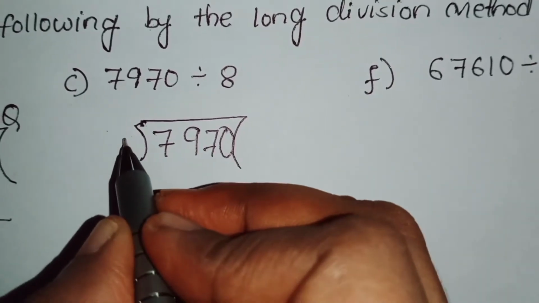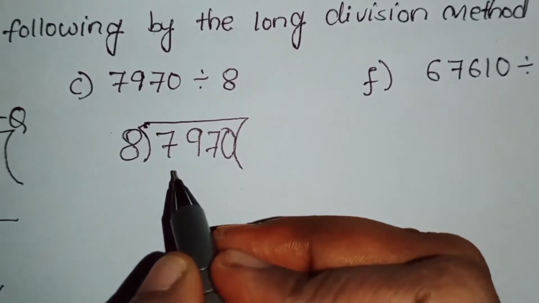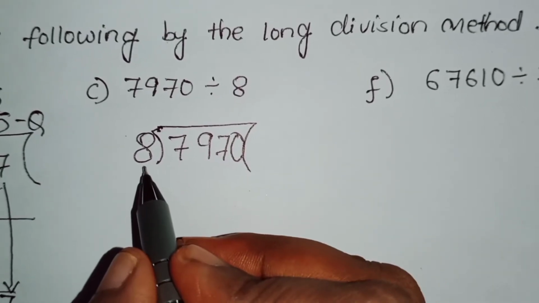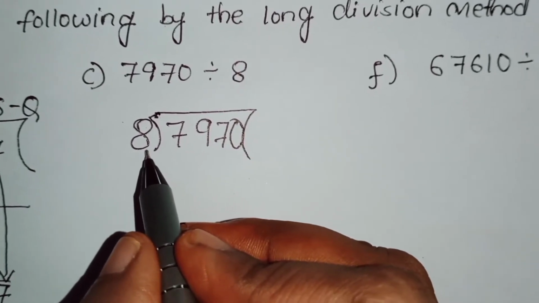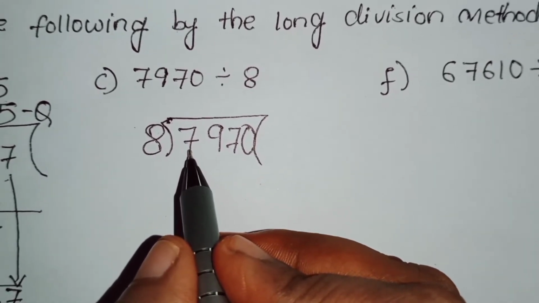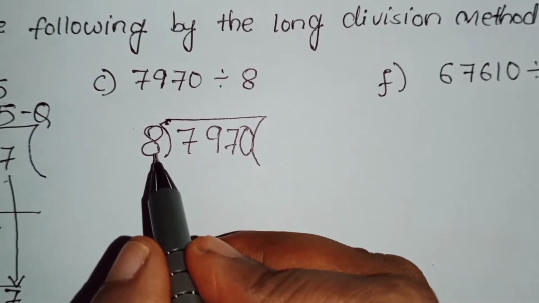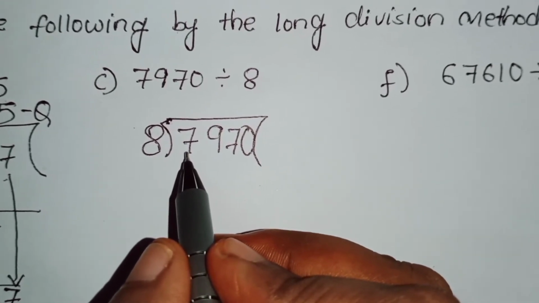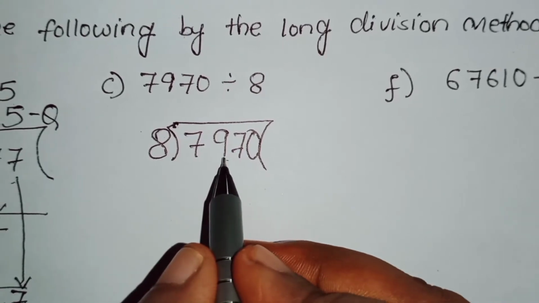7970. And what is the divisor? 8. 8 will be outside. So in 8 table, 7 is there, and 7 is less than this 8. Okay, we cannot divide 7 by 8, because 7 is less than this 8. And in 8 table, 7 doesn't come. So that is why we will take these 2 digits, that is 79.